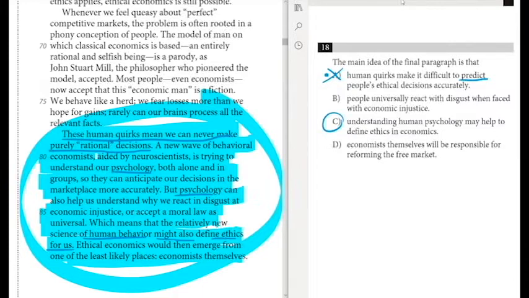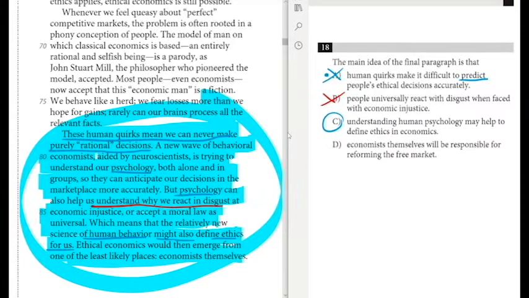Looking at choice B, people universally react with disgust when faced with economic injustice. Once again, we saw that right there, but it wasn't the main point of the paragraph. The main point was psychology is going to help us understand something like the idea that people react in disgust. So what we're seeing in the wrong answer choices is that they are taking the words from the paragraph, but they're not the main thing the paragraph is about.